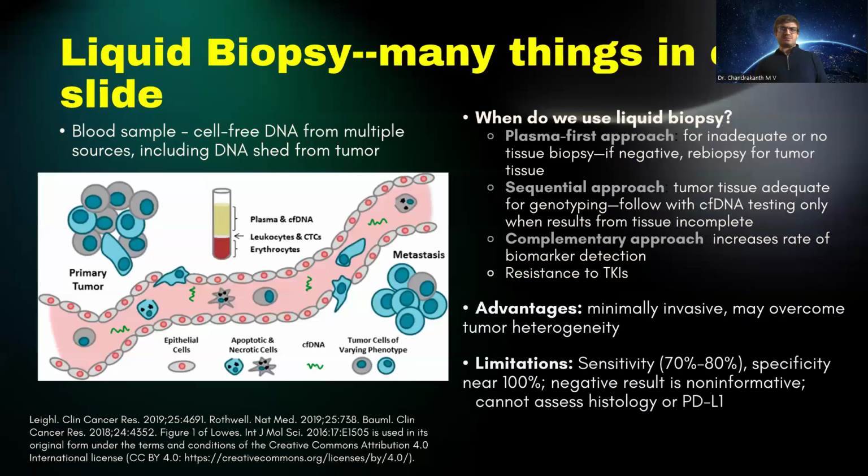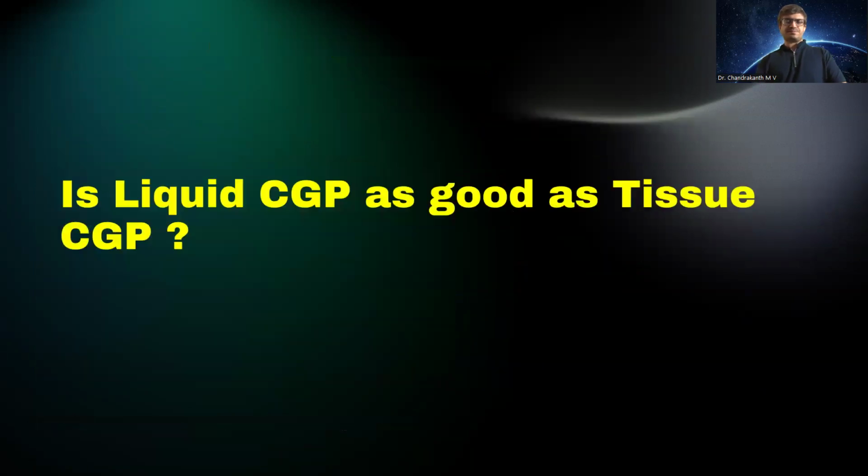This is liquid biopsy in one slide. What do I see in liquid biopsy? I see the cell-free DNA. And then either you can do only liquid or you can do liquid plus tissue. You can do sequential, plasma first. All these approaches are acceptable. It is minimally invasive and, very important, it has an excellent sensitivity of 70 to 80%, but specificity is nearly 100%. But it cannot find out PDL1 or the histology.